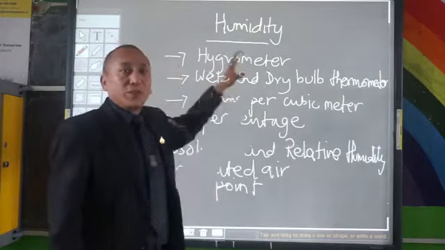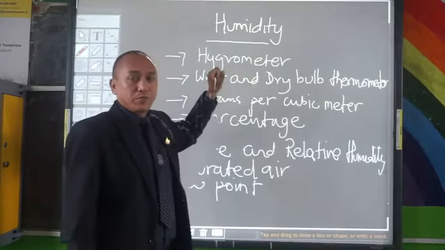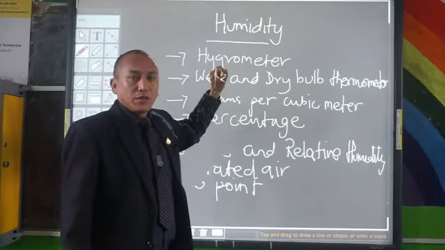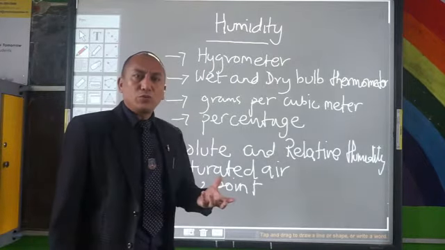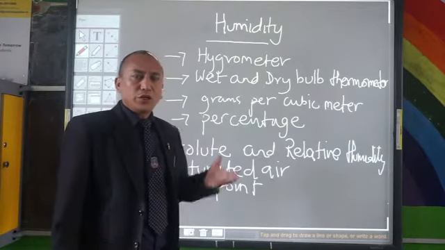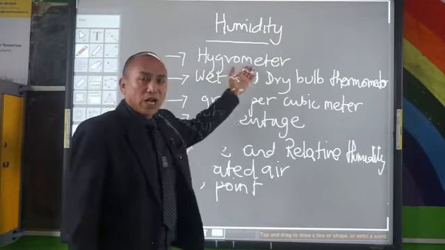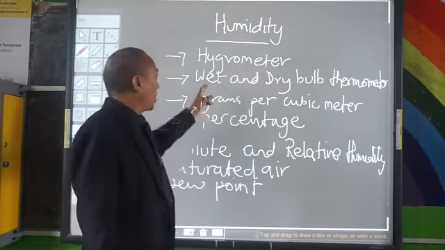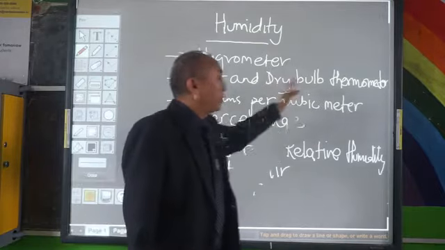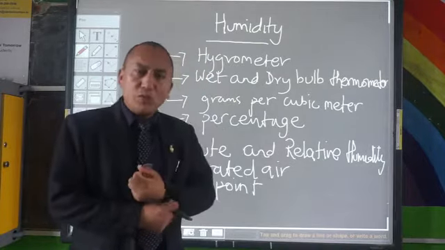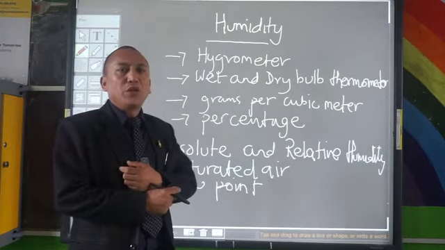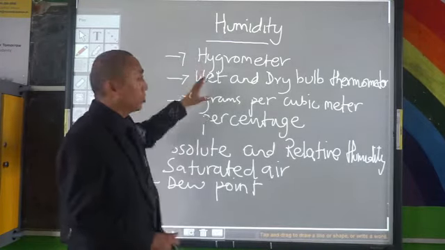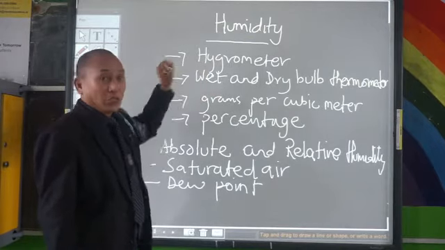Now, humidity is measured by an instrument called the hygrometer. It's a small device. You can keep it in your rooms or in the school. We have one in our school as well. And then we also have another instrument, which also measures the humidity: a wet and dry bulb thermometer. So these are the two instruments which are used to measure the humidity.